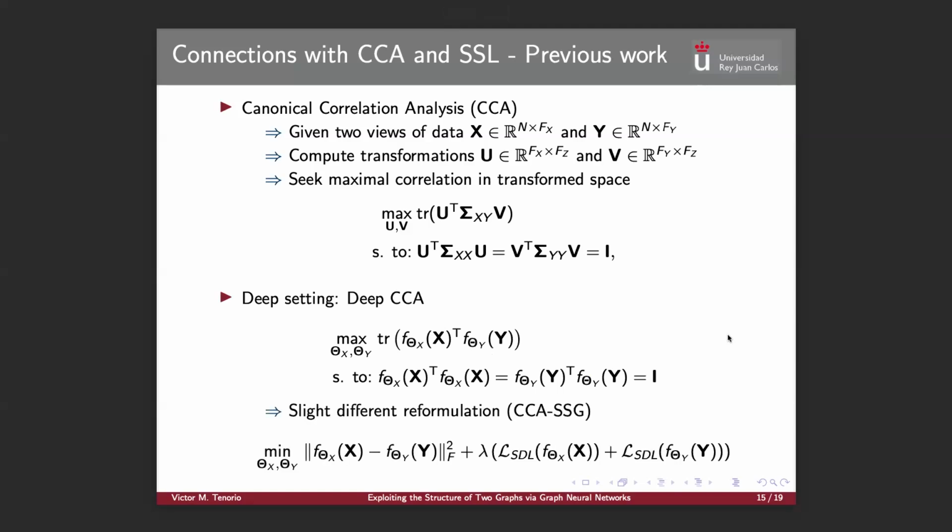In a slightly different reformulation proposed in the literature, instead of maximizing the correlation, I minimize the distance. That's basically the same. And we include some term in the objective instead of putting it as a constraint, since we know that dealing with constraints in deep learning is complex. We put a term in the objective called the stochastic decorrelation loss to try to decorrelate the outputs of the neural networks. And they solve this problem this way.